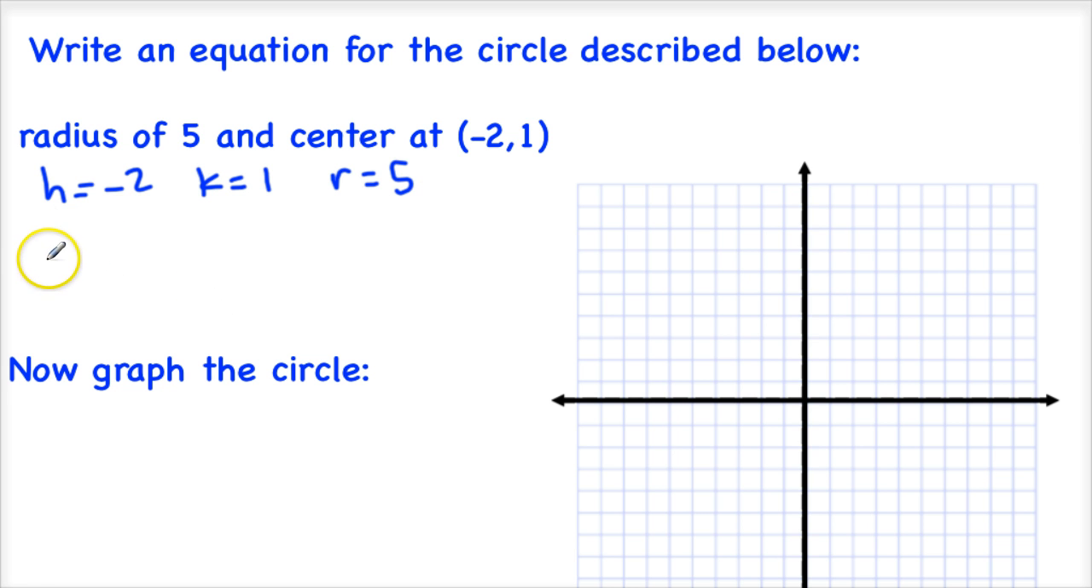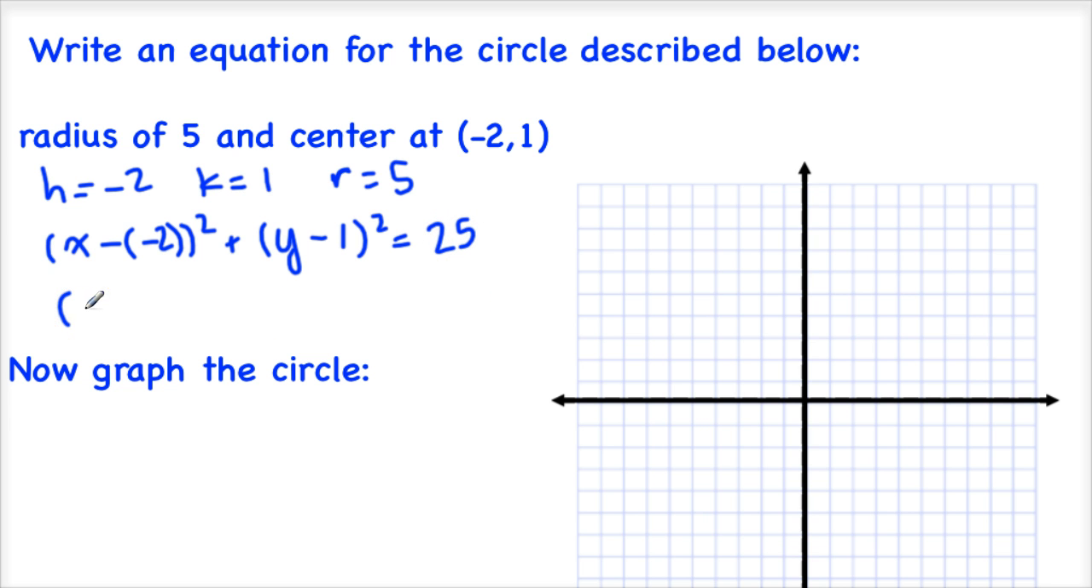So if I set this into standard form, (x minus h) quantity squared plus (y minus k) quantity squared. k is 1, so (y minus 1) quantity squared equals our radius squared. So 5 squared is 25. And then I would just simplify this as (x plus 2) squared plus (y minus 1) squared equals 25.